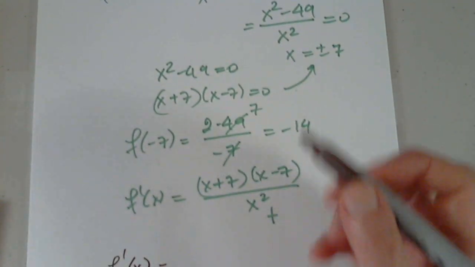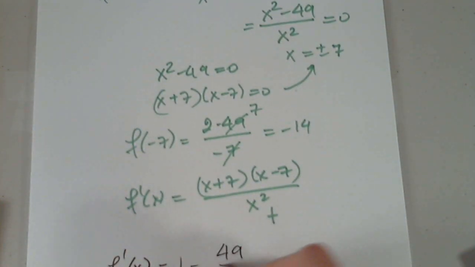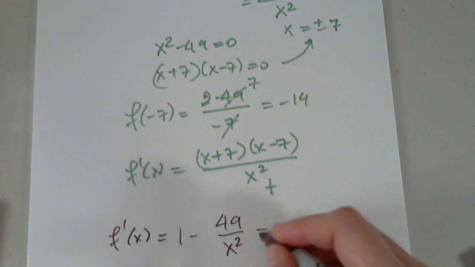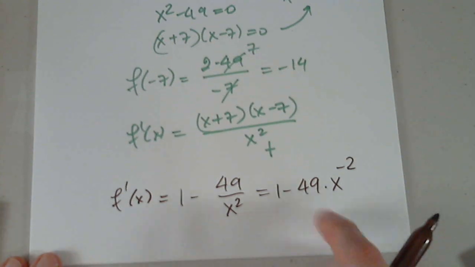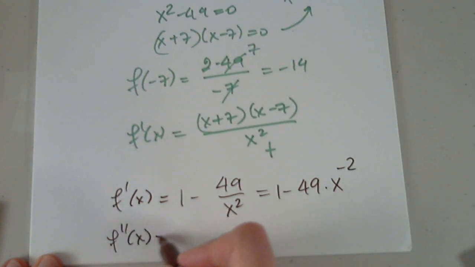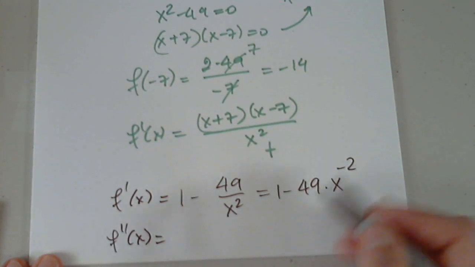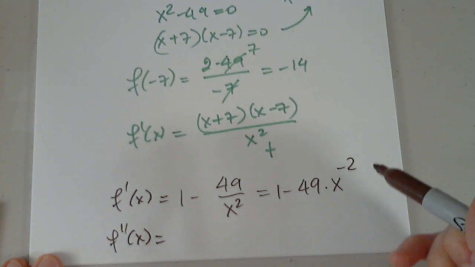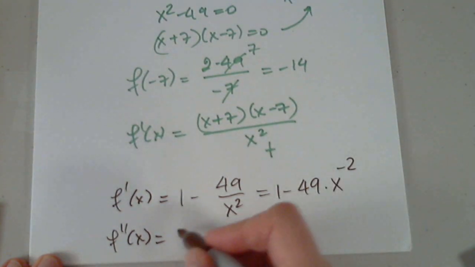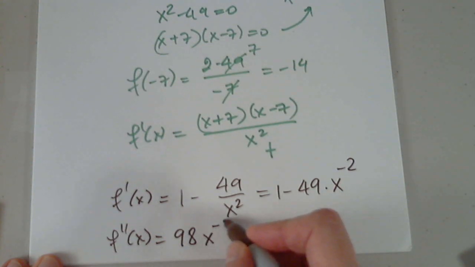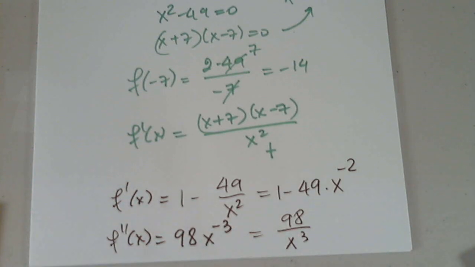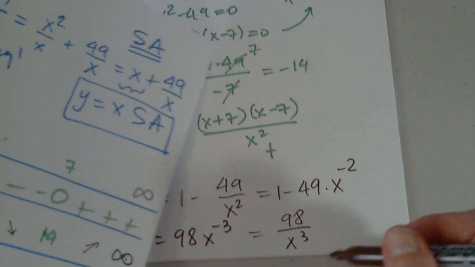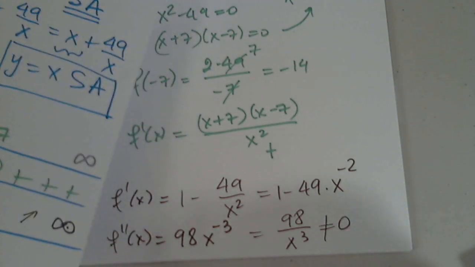My apologies. Okay, so we had 1 minus 49 over x squared, or 1 minus 49 times x to negative 2. This is what I'm going to differentiate. So the second derivative, this is 0. I bring down negative 2, so 49 times negative 2, I think it's 98, correct my numbers, and x to negative 3. So this is 98 over x to the third. We already know the answer.